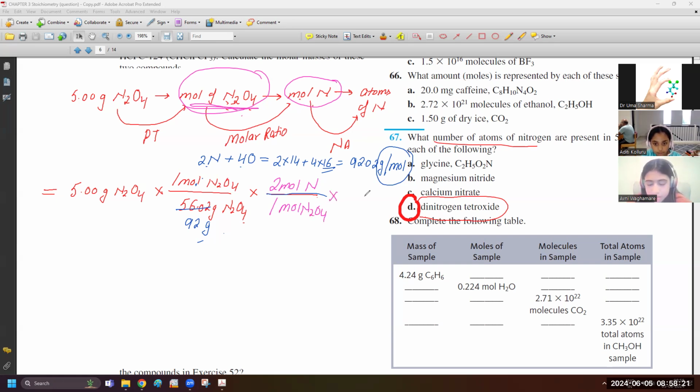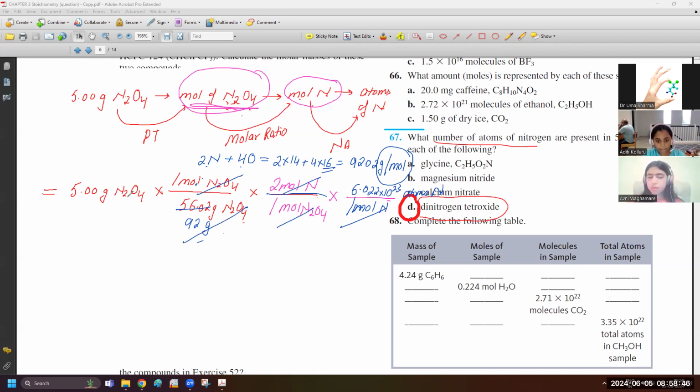Next ratio, Avni. On the top, it would be 6.022 times 10 to the 23rd atoms of nitrogen over 1 mole of nitrogen. Very good, dear. Perfect. Now moles cancel. Cancel the units.